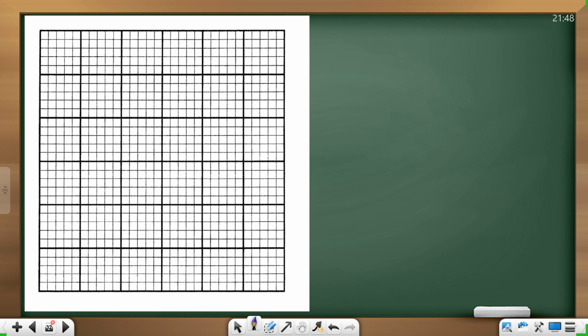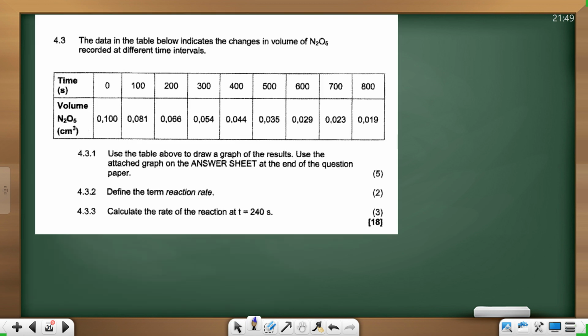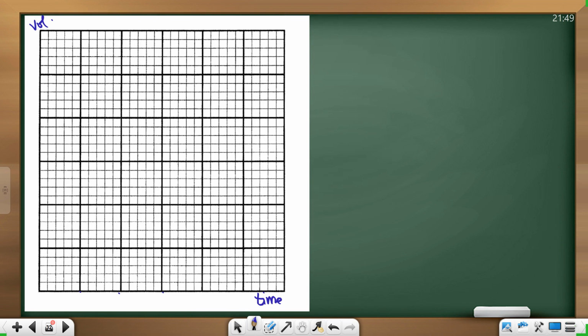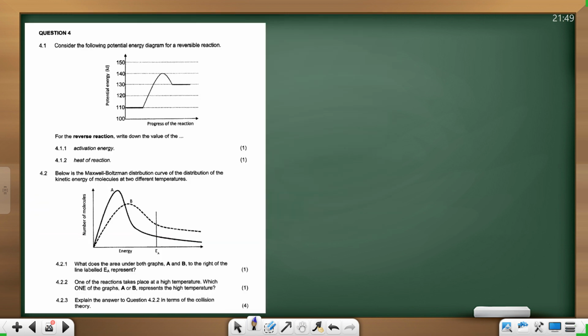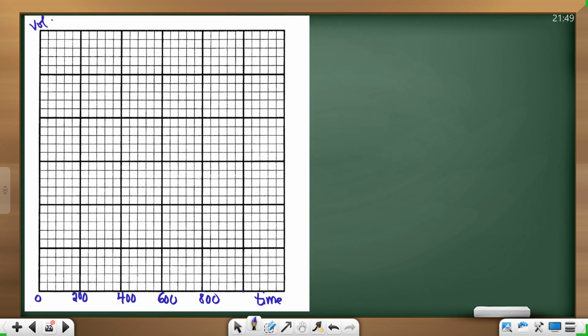So this time around, get the dynamics. Time would come here, and volume would go there. Okay. How do we calibrate? 0, 100, there are 8 of them. Let's check what we have here. 1, 2, 3, 4, 5. That means, guys, I cannot use 100. So 200, 400, 600, 800, and that's 0. What about my volume? Let's see, 0,1 and then 0,019.